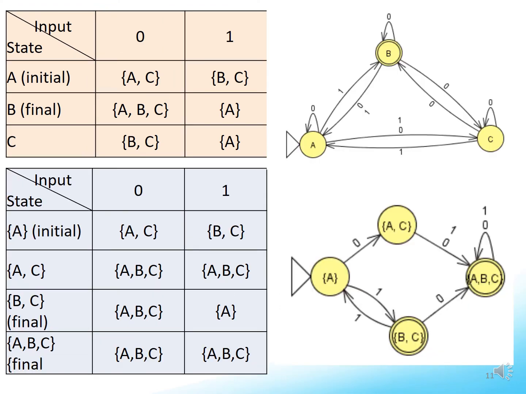What are the final states for machine M2? Machine M2 is to simulate the execution of machine M1. So when machine M1 goes into final state B, it will accept the input string. So when machine M2 goes into state BC or ABC, it means that it is possible for M1 to go to state B. There is a path to go into state B. Therefore, state BC and state ABC are the final states of machine M2.